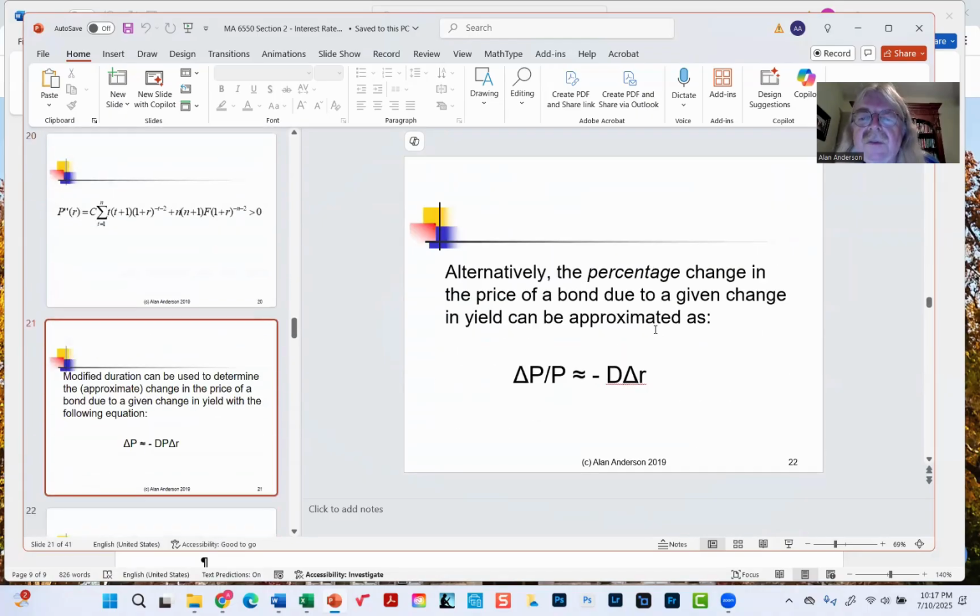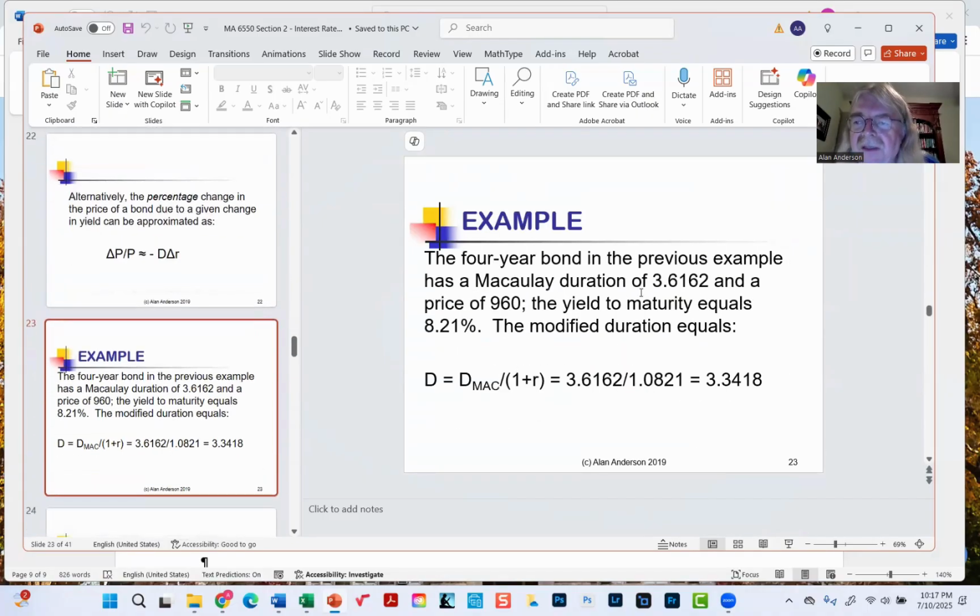But anyway, we'll be getting back to this next time we meet. So hopefully you've enjoyed this introduction to interest rate risk. But yes, we do have a long ways to go here. So we'll pick that up next time.